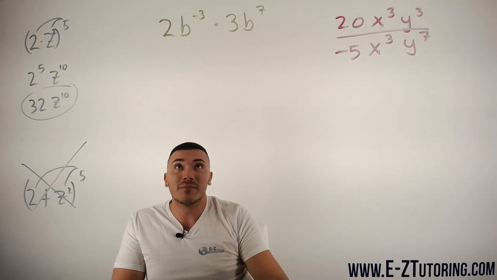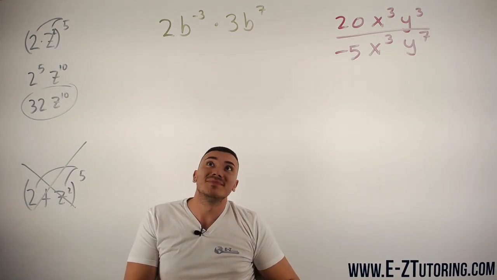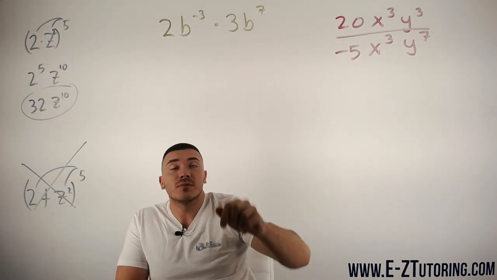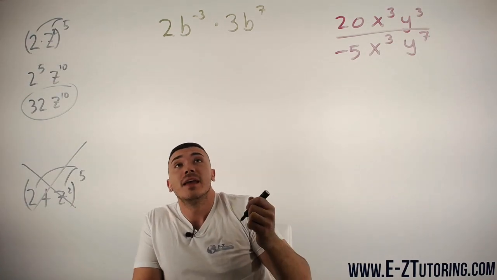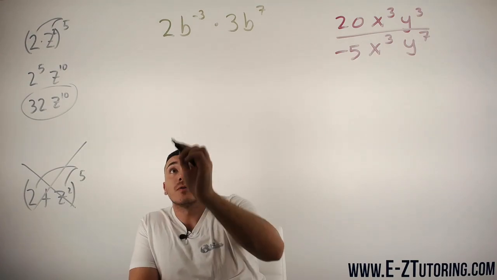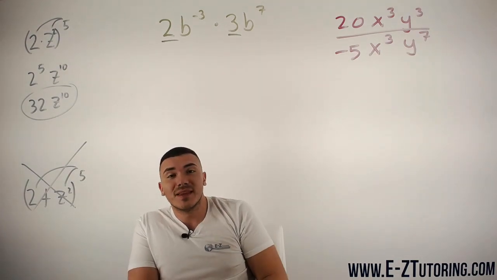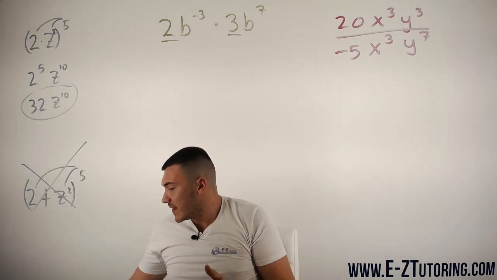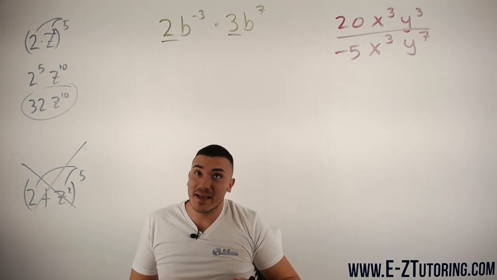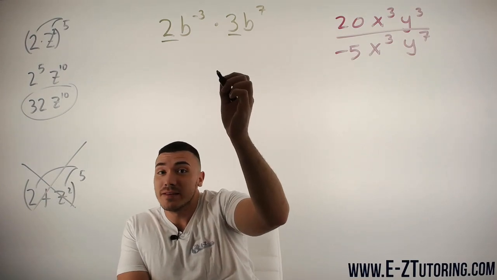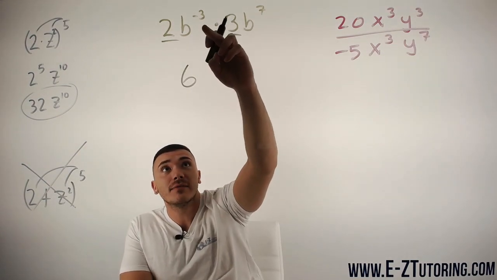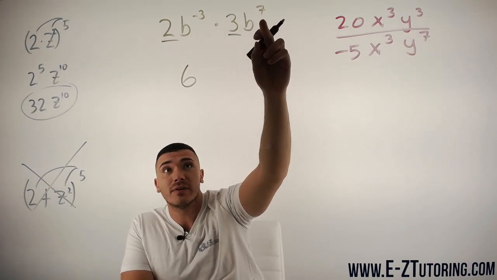So now how do we simplify this one? So we're multiplying these two terms together, so what we have to do is we first have to multiply the numbers together. We have a 2 and a 3. I always recommend doing the numbers first and then the variable. This is going to help you stay as organized as possible. 2 times 3 is easy. That gives us 6. And then b to the negative 3 times b to the 7.